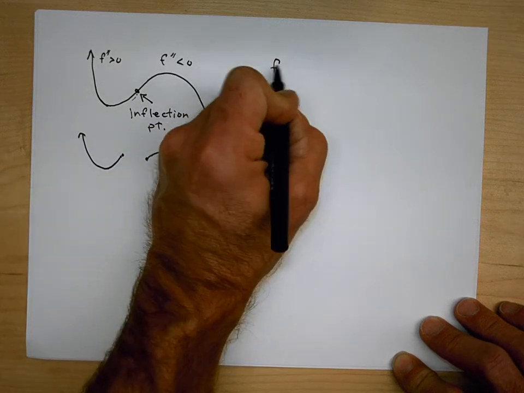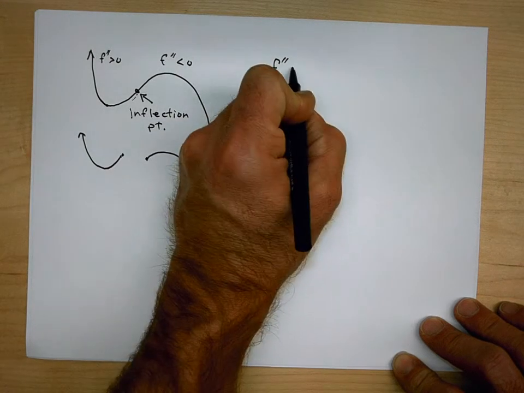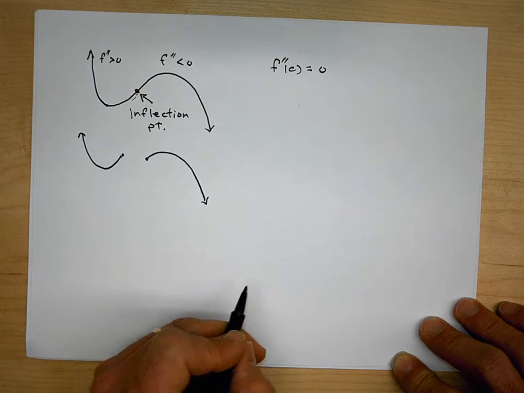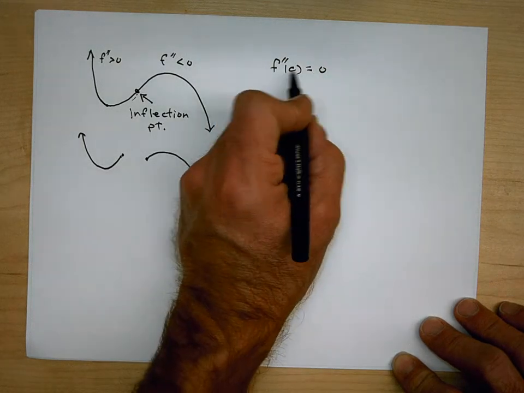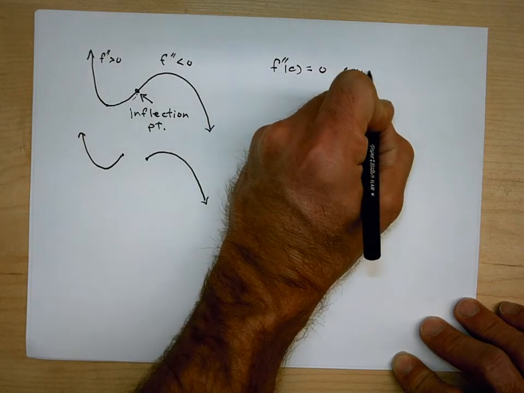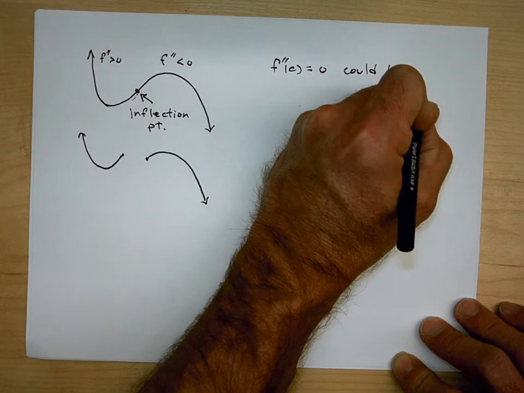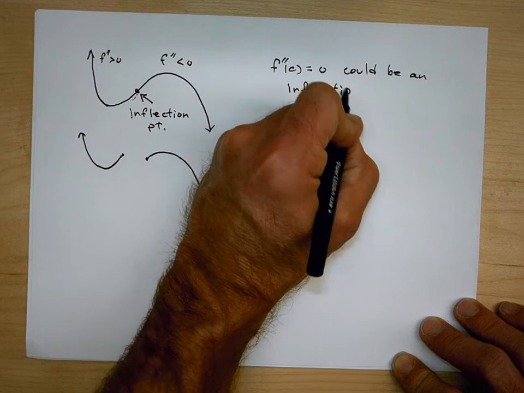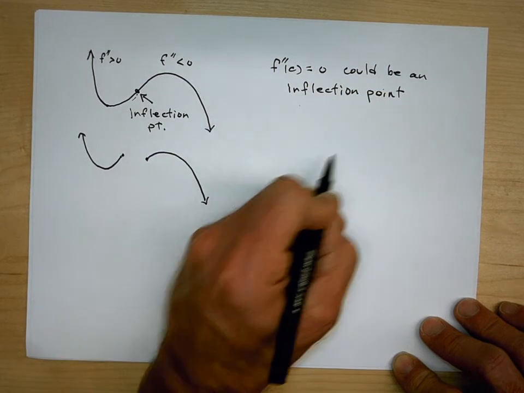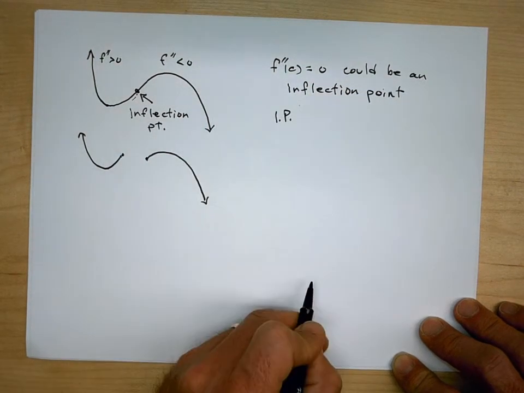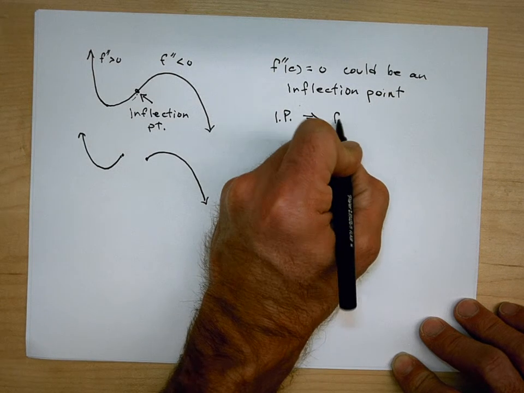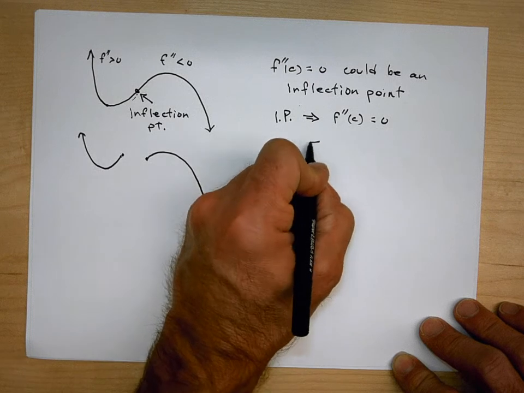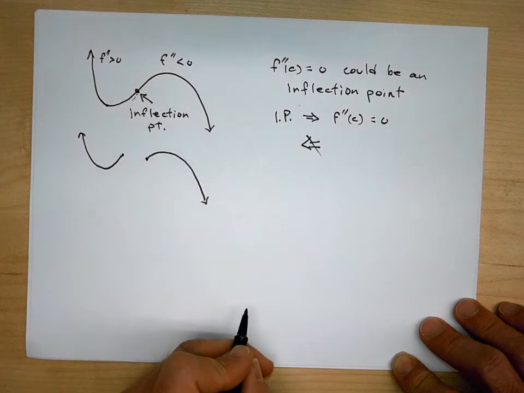Well, we say f prime of c is 0, all right, then that could be an inflection point. If it's an inflection point, I'll just abbreviate that IP, then that implies that the second derivative is 0. But we can't necessarily say anything about going this direction.